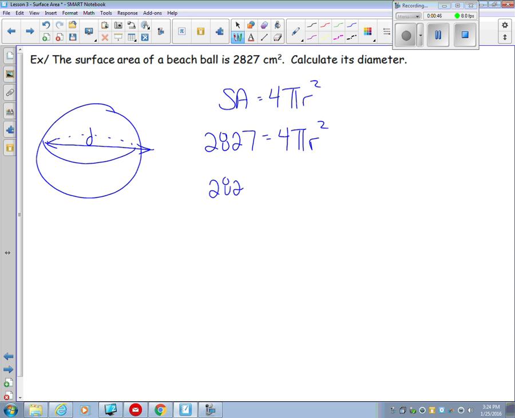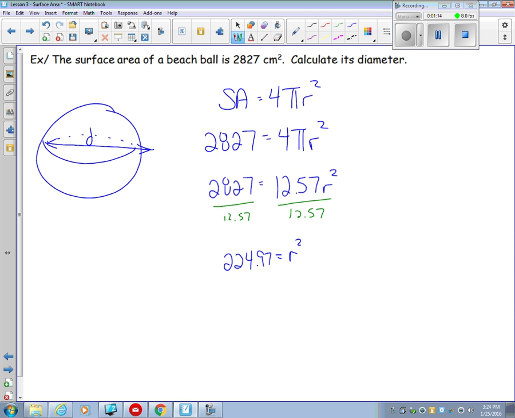2827, I can't really do anything with that, but I can figure out what 4 times pi is. It's 12.57 with an r squared attached to it this time. Last time we just had the h attached to it. If I want to know what r is, I can divide out 12.57 from both sides. And I'll be left with just r squared on the right hand side. On the left hand side, I'll end up with 224.97. That's what r squared is.